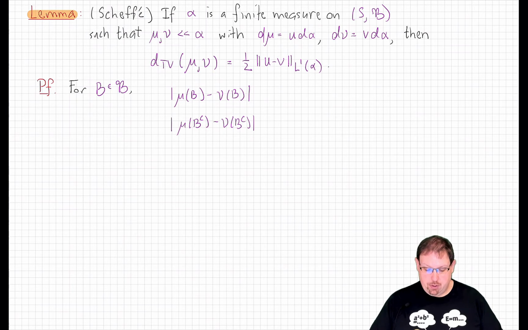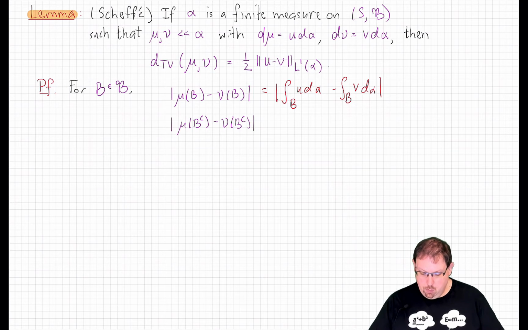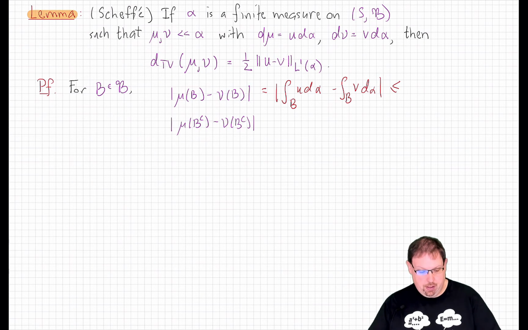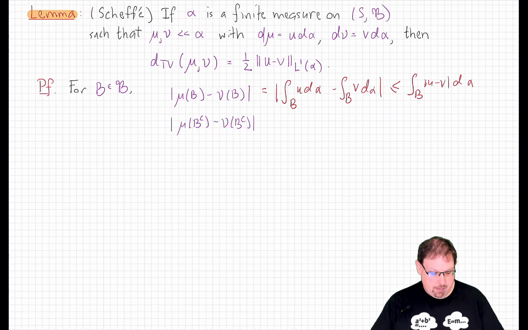Fix any measurable set b, and look at the difference between mu of b and nu of b. Well, because of the presence of the densities, we can calculate that as the integral over b of u d alpha minus the integral over b of v d alpha, which of course, by the triangle inequality for integrals, is less than or equal to the integral over b of the absolute value of u minus v d alpha.